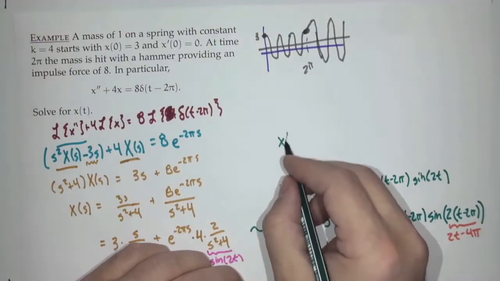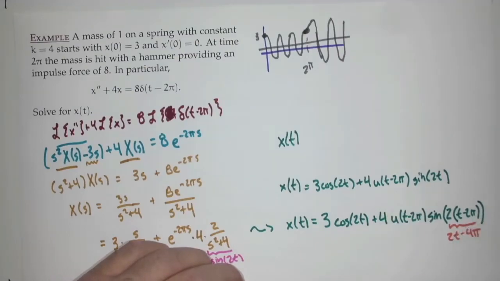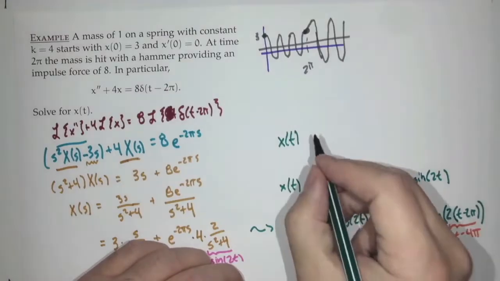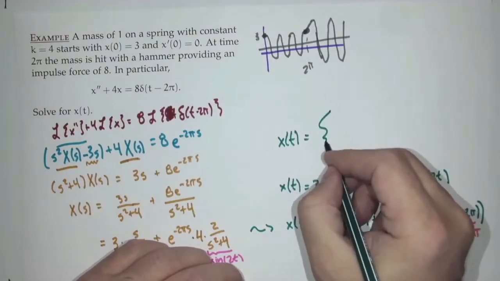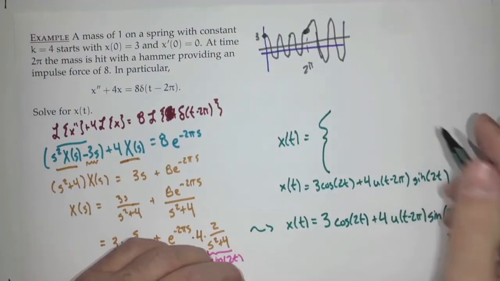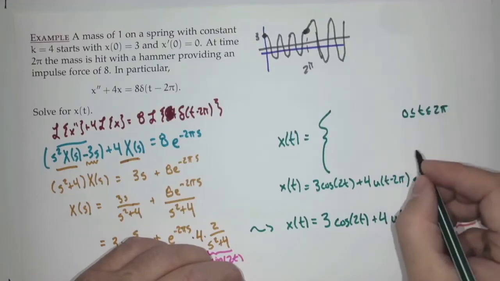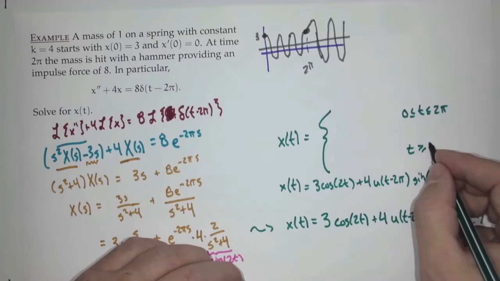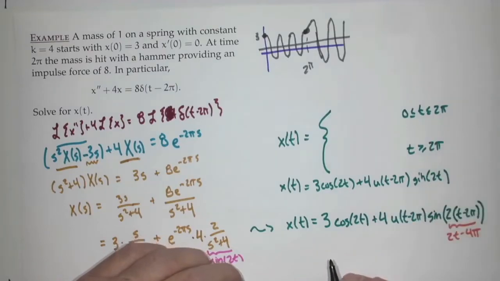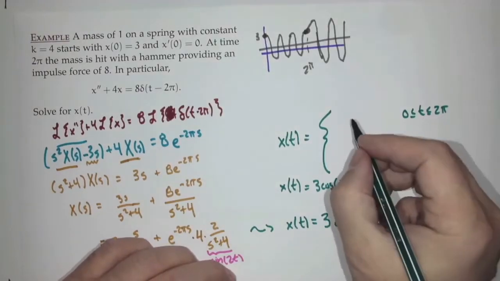There's another way we could have expressed our answer. And I just want to emphasize that when you see things involving this unit step function, it really means piecewise. So you could have done it piecewise. And we say, okay, something happens at 2 pi. So we have before time 2 pi, and then we have after time 2 pi. So before time 2 pi, what do we see? 3 cosine 2t.